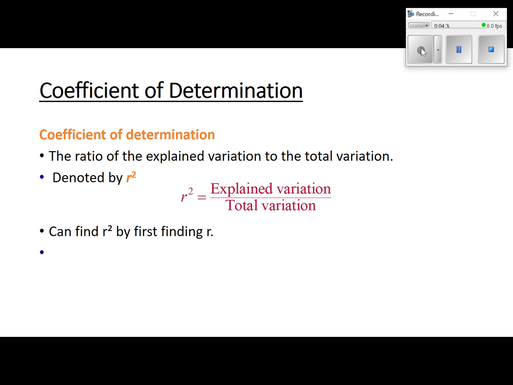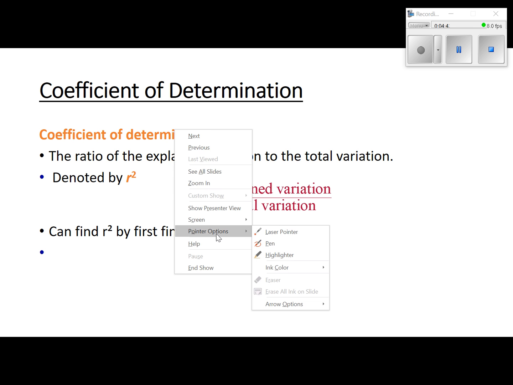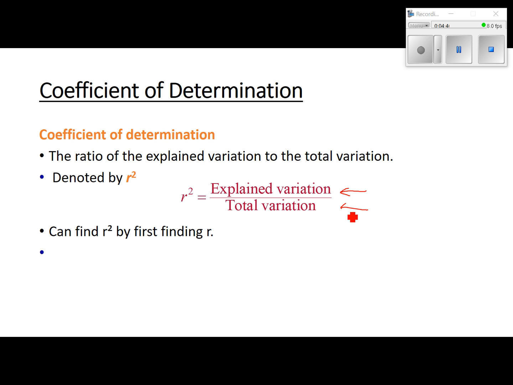So R squared is always the explained variation over the total variation. We probably don't want to find the explained variation and divide it by the total variation to find R squared, since our calculator is going to tell us what R squared is if we punch in all of the original data points into our list. It'll tell us what A is, what B is, what R squared is, and what R is. So we probably don't want to do that. And if we know what R is, then you can just square that number to find R squared.